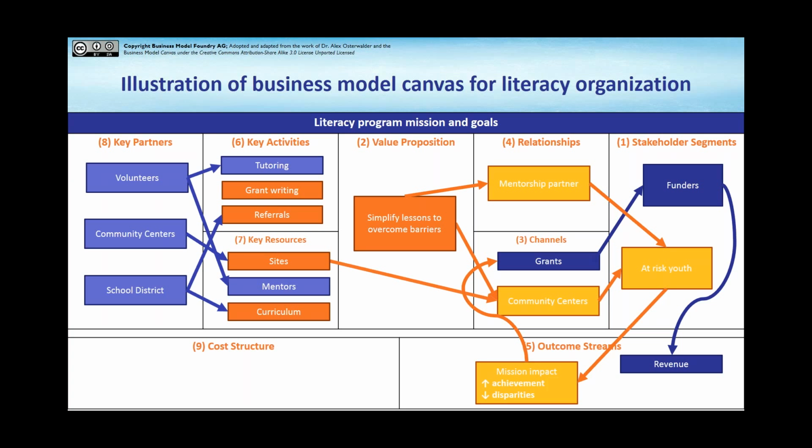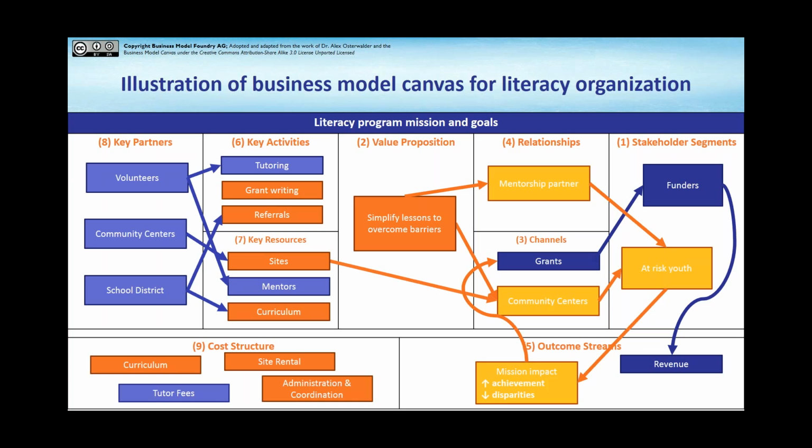When we take a look at those activities, resources, and partners, we can understand how the costs are driven for the organization. The tutor fees are waived by the volunteers, which is why they're highlighted in blue, along with the tutoring activities on this left side. The curriculum is paid for, the sites are rented out, and there's also administration and coordination costs associated with delivering the program. So taken together, this is a perspective of how this program creates value in the community.